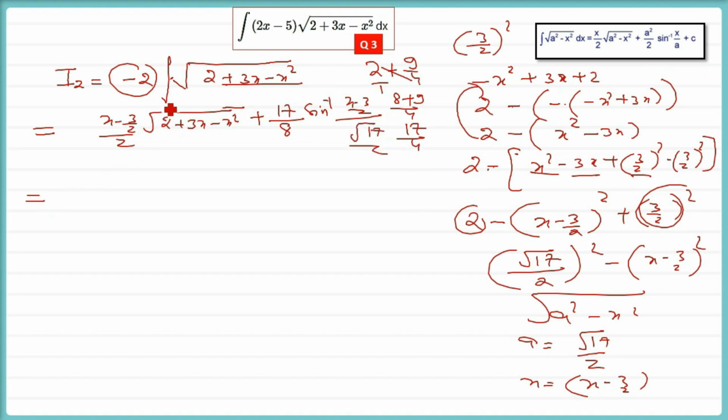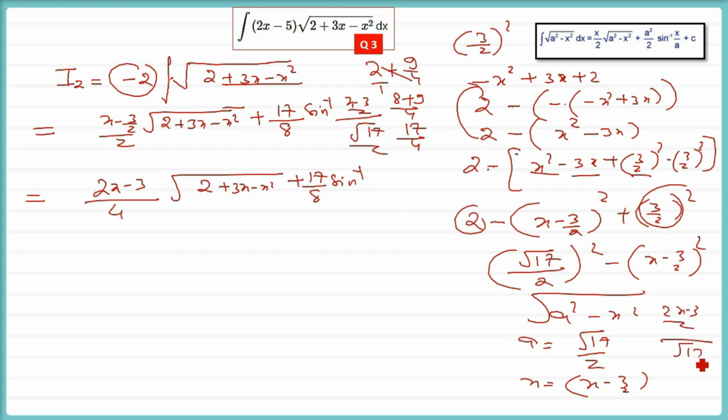Now let's resolve this more. X minus 3 by 2 is 2x minus 3 by 2. 2 is already there, so it becomes 4. Under root 2 plus 3x minus x square plus 17 by 8 sine inverse. This x minus 3 by 2 will be 2x minus 3 by 2. Under root 17 by 2 is already there in the denominator. 2 gets cancelled. 2x minus 3 divided by under root 17 will come.